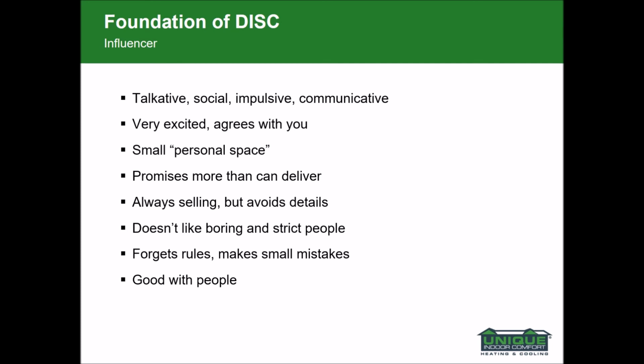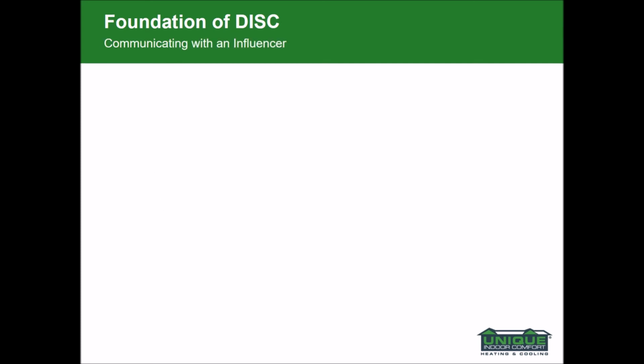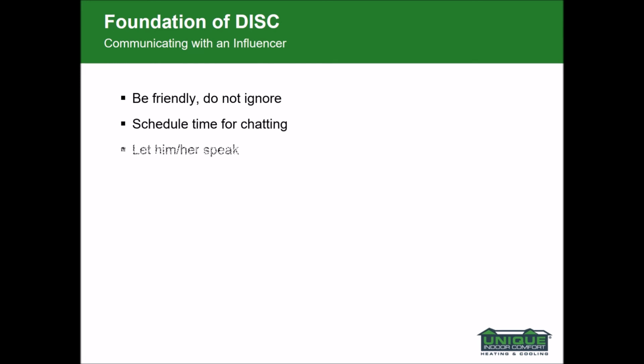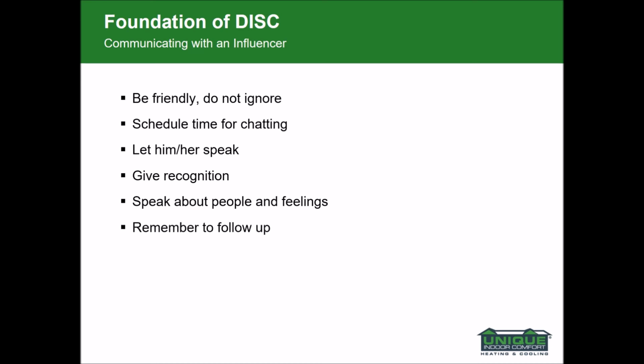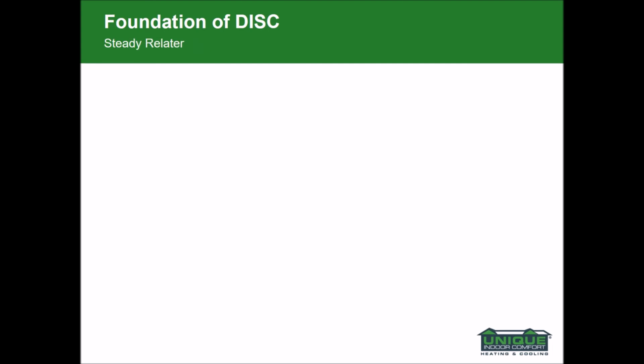So when communicating with a high I, be friendly and don't ignore what is important to them. Schedule time for chatting. This meeting will probably take longer than you anticipate. Let him or her speak. They want to be heard. Give recognition to what you've heard from them. Speak about people and feelings. Remember to follow up. And if appropriate, move closer. They'll enjoy the company.